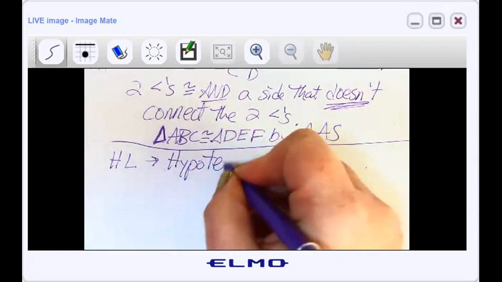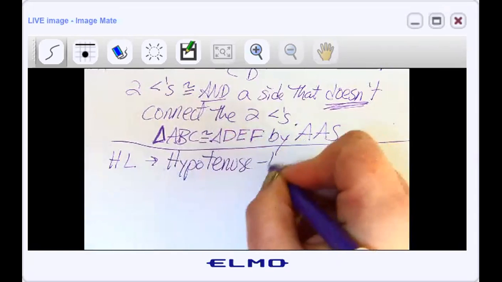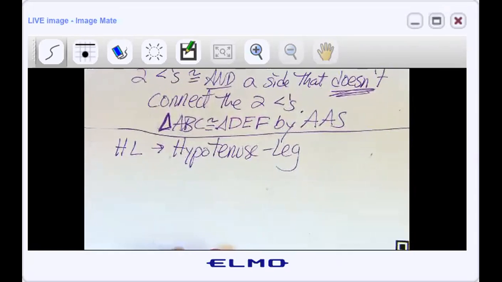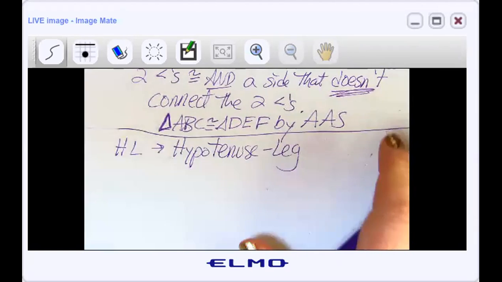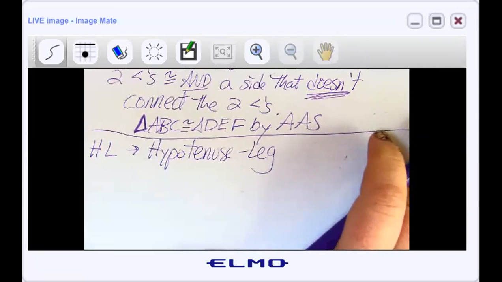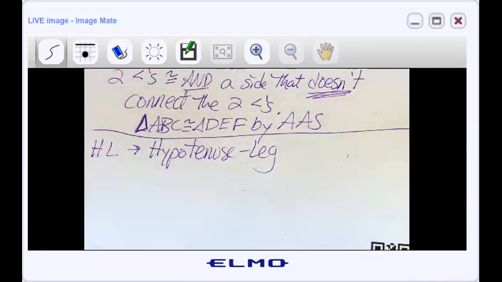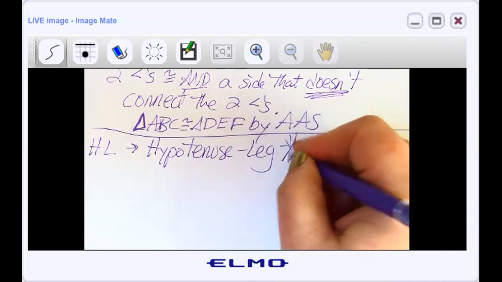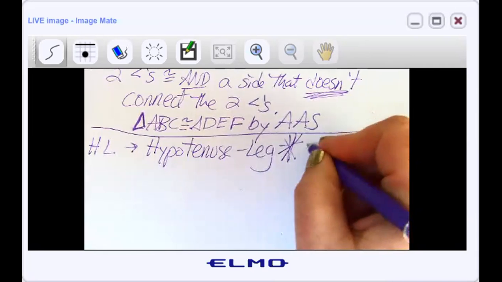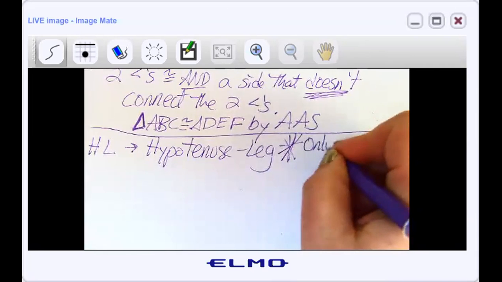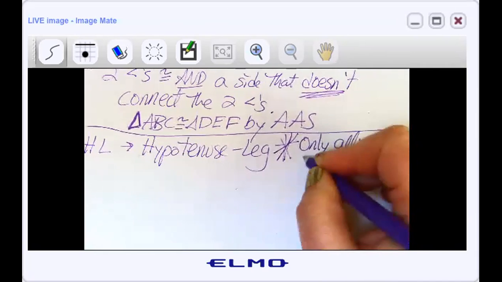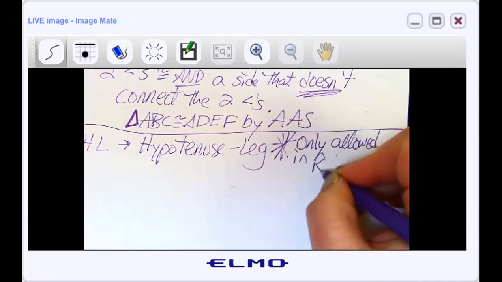hypotenuse leg. So big star on this one. You can absolutely only use it when you have right triangles. So if you don't have a right triangle, hypotenuse leg isn't even an option. So big star, only allowed in right triangles.